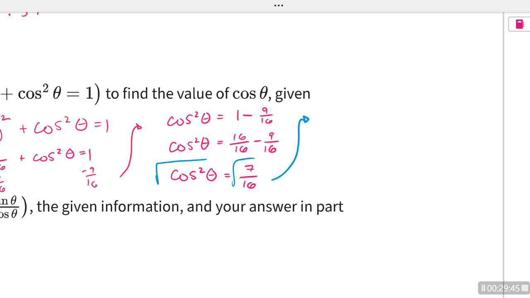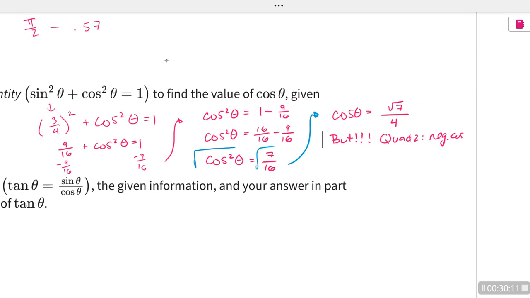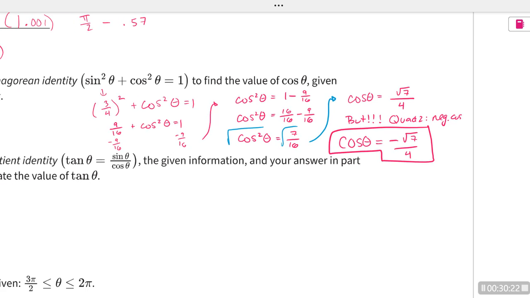So now I want to take the square root of both sides, right? So when I take the square root of both sides, I end up with cosine of theta equals, well, the square root of 7 doesn't simplify, so I'm going to leave that as square root of 7 over, the square root of 16 is 4, but quad 2, use negative cosine. So our final answer is cosine of theta is negative square root 7 over 4. There we go. Okay.